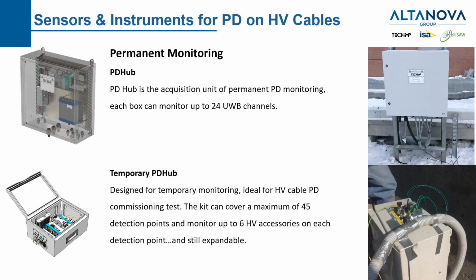Another solution that we have introduced is a temporary PD Hub. It's a plastic box. It's not a rugged ATEX box, but it is equipped with fiber optic communication and double power supply in order to be used on site for temporary monitoring. It is ideal when we have a very big HV cable PD commissioning test. Our kit right now covers a maximum of 45 detection points, and each box is able to detect up to 6 HV accessories, and we can still expand it.